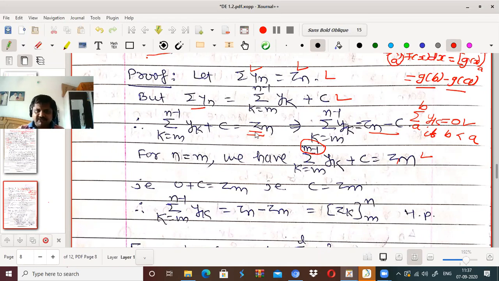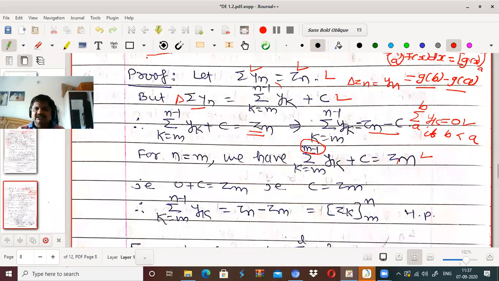So what will happen if summation of yn equals zn, then your delta zn becomes what? Delta zn becomes simply yn. If I find delta of summation yn, it becomes yn. We can take its delta, and delta of yn also comes out as yn only.